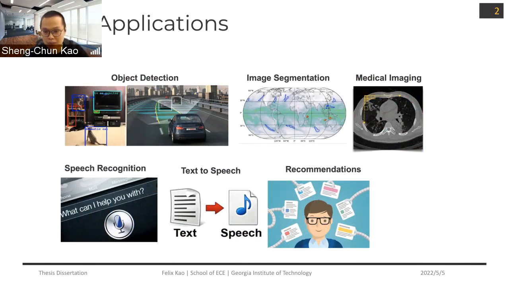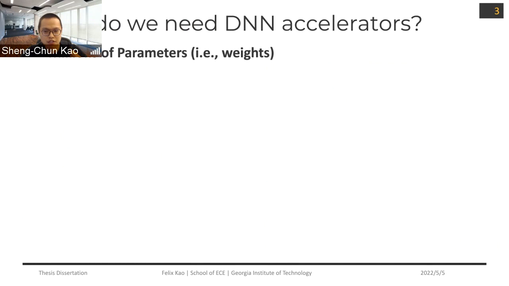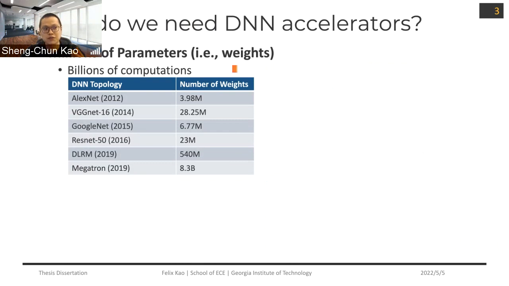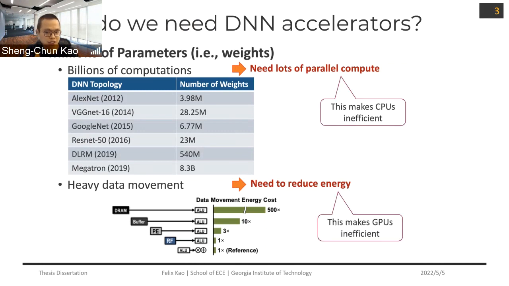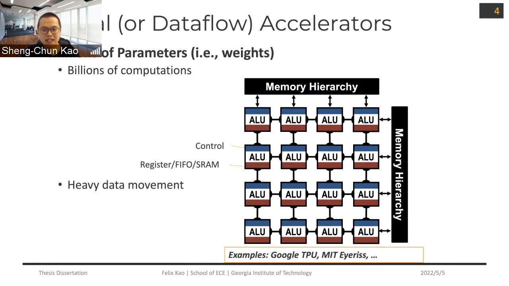So DNN applications are everywhere, as the quote from Andrew says, AI is the new electricity. So to run these DNN models with runtime energy efficiency, people started to build specialized hardware for them, which we call DNN accelerators. So why do we need them? Because DNN models are usually large, often requiring millions of parameters, and they also involve lots of parallel computation. Second, they also introduce heavy data movement across the memory hierarchy. To reduce it, the energy of data movement becomes one critical issue. So the need for parallel computation makes general purpose CPUs inefficient, and the need for energy efficiency makes general purpose GPUs inefficient.